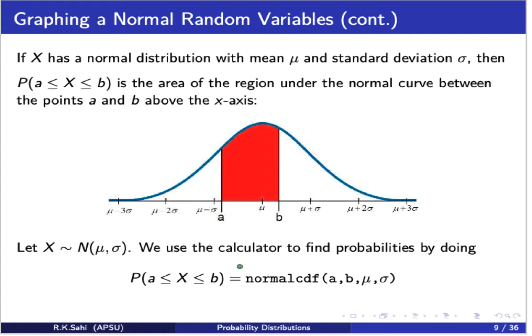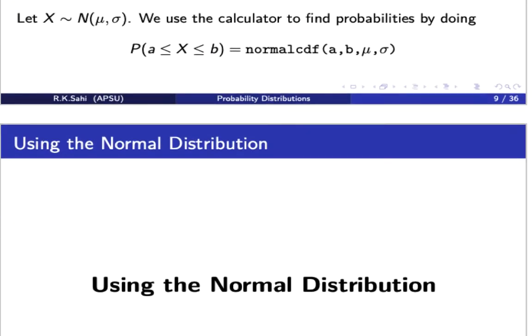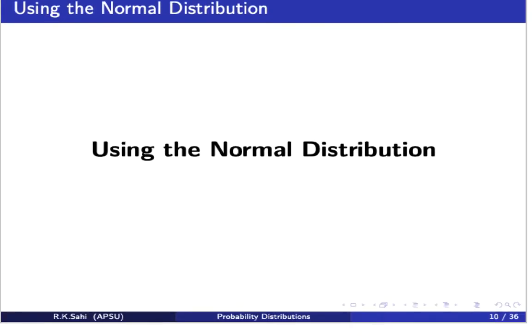And what do we do on the calculator? Just write normalcdf, the lower endpoint of the interval we are looking at, the upper endpoint, and then as usual the mean of the normal random variable and the standard deviation of this normal random variable. Let's go ahead and do some examples.